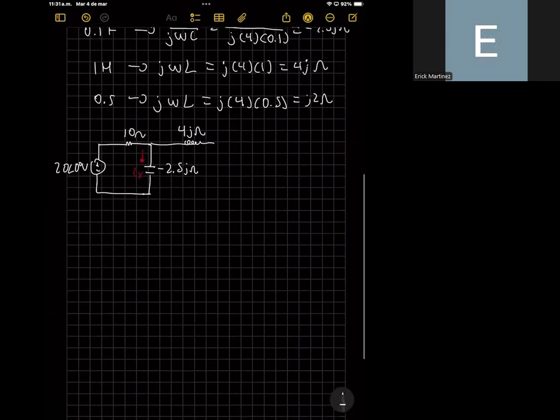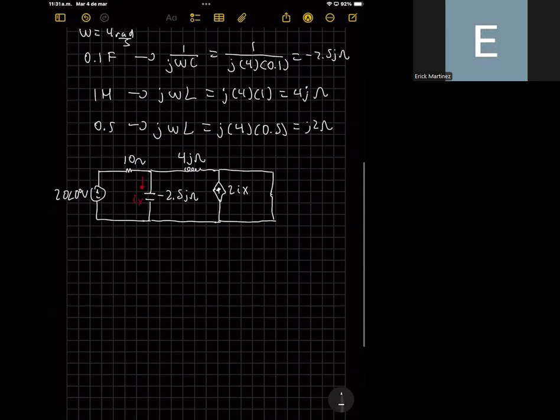And, well, what else? We need to write the current dependent source that is equal to 2 times Ix. And here we have the inductor value of 0.5 henrys that is equal to j times 2 ohms.